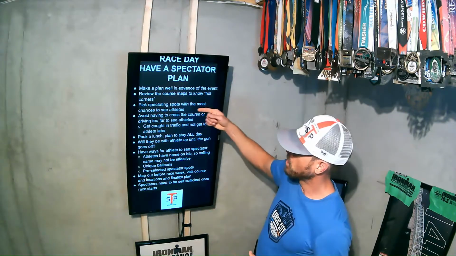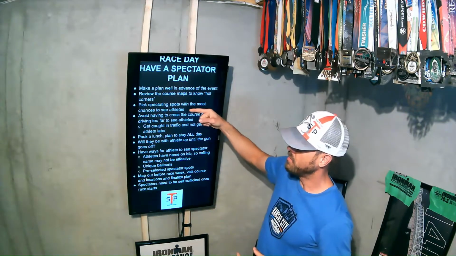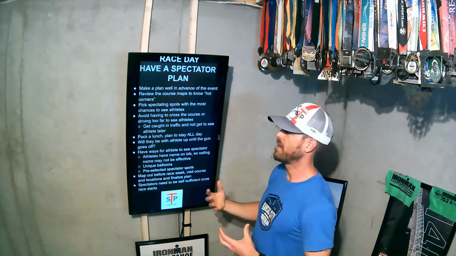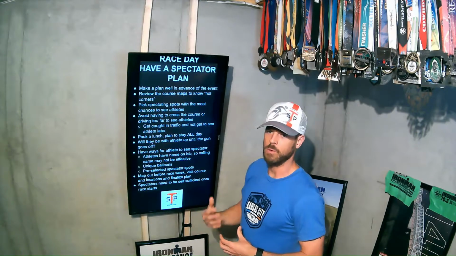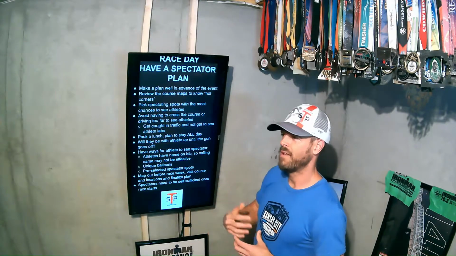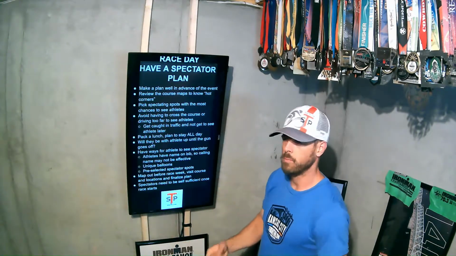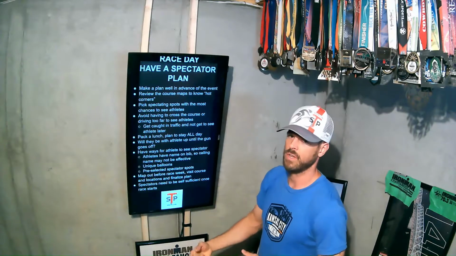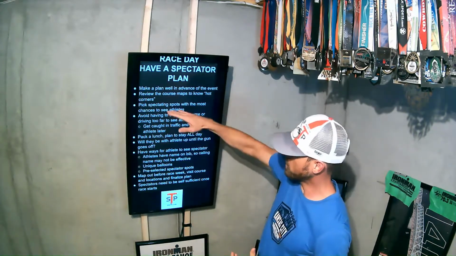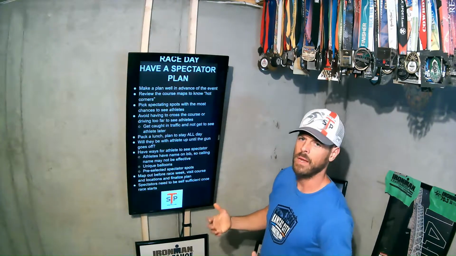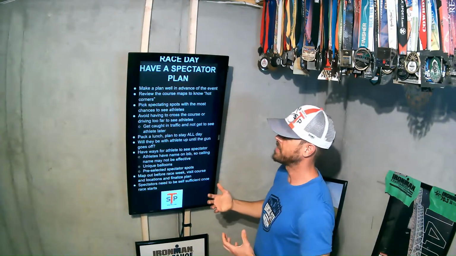So looking at those maps will give you a good idea of where those hot spots are, to where you can see your athlete the most amount of times, most bang for your buck. So you don't have to spend a lot of time driving around looking for them. You only see them once, and then you see them at the finish line. That's a long day for spectators to not see your athlete. So looking at those maps gives you an idea where you can pick your best spectating spots.